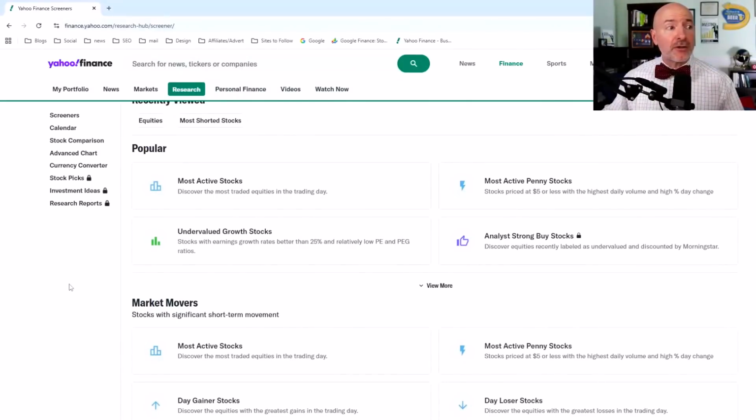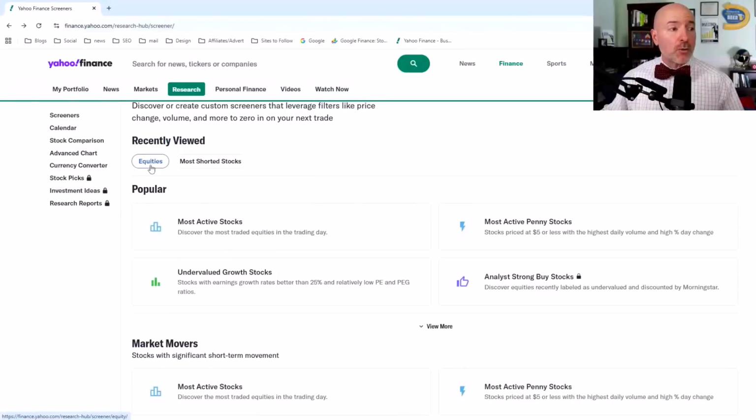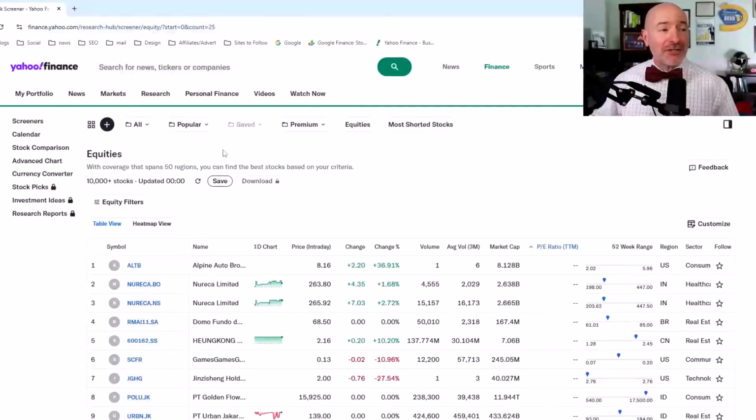What I'm going to do here in this equity screener is talk you through some of the filters, so at least if you are using these pre-built screeners, you can understand how they're screening and filtering for stocks. The first thing you're going to want to do is click on this equities screener. That's going to take you to the main page, and you can see without any filters there are more than 10,000 stocks.